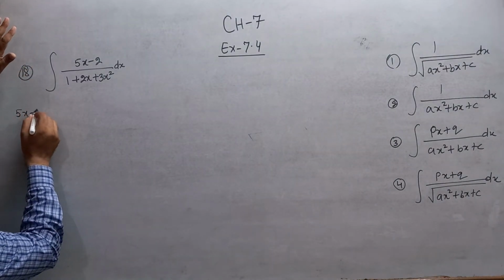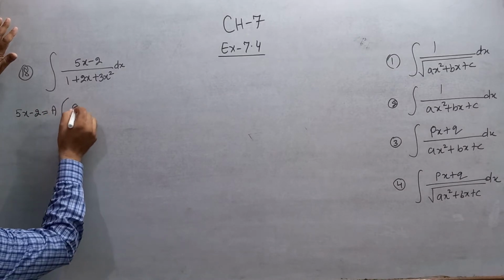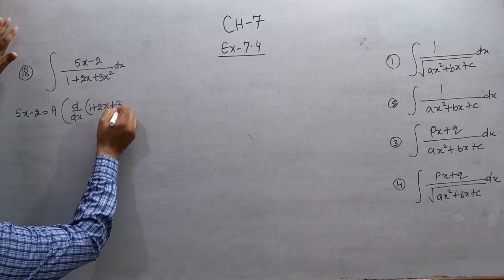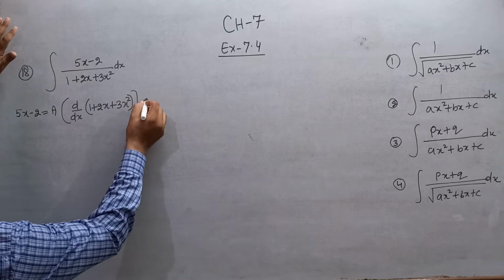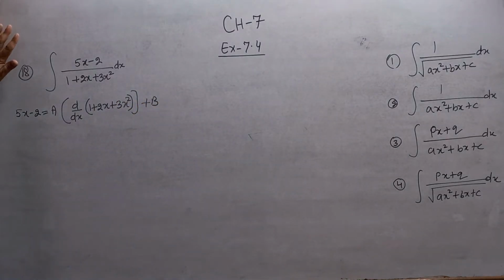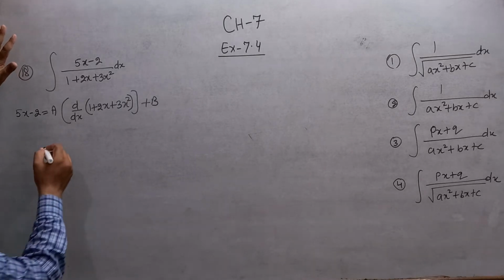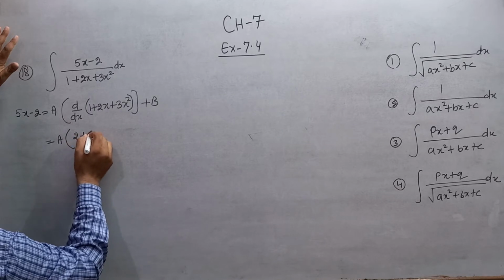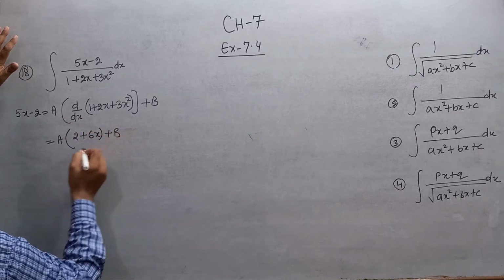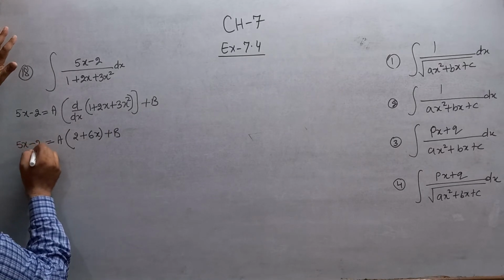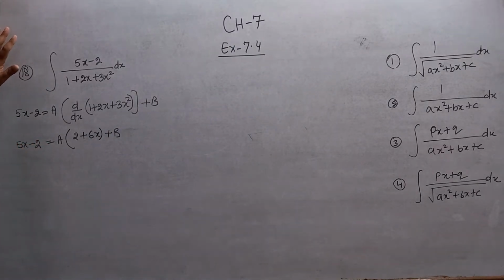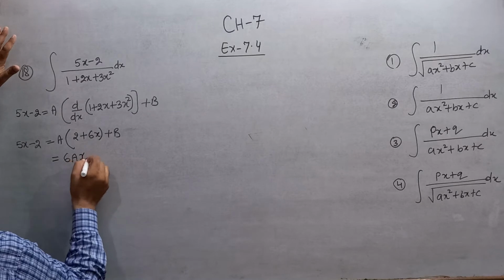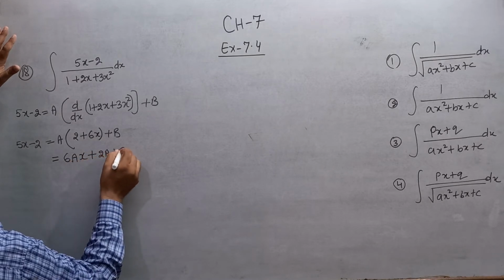that is, write 5x minus 2 as a times the derivative of the quadratic plus b. A derivative of quadratic plus b. The derivative is 2 plus 6x, plus b. Now multiply by a. When you multiply, that is 6a x plus 2a plus b.